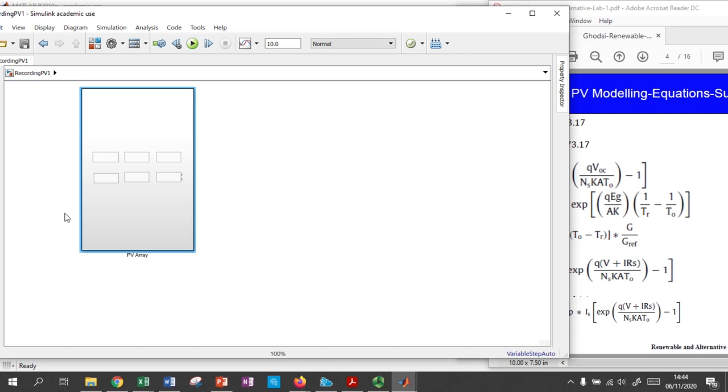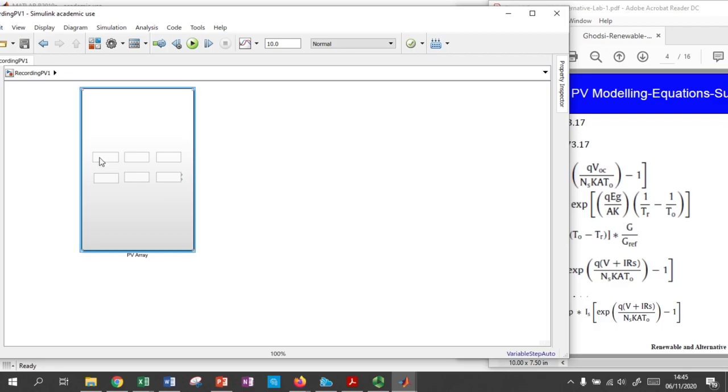For example, we should consider operating temperature, what is the RS, what is the NS, what is the open circuit voltage, what is the NP, what is the G, solar irradiance, what is the ISC, short circuit current, and what is the input voltage. All of them should be specified as an input here, and we need to have two outputs from this PV array. This is our expectation from one PV array: that we give some input and we receive some output, which is voltage and current, and based on the voltage and current, be able to calculate the power.